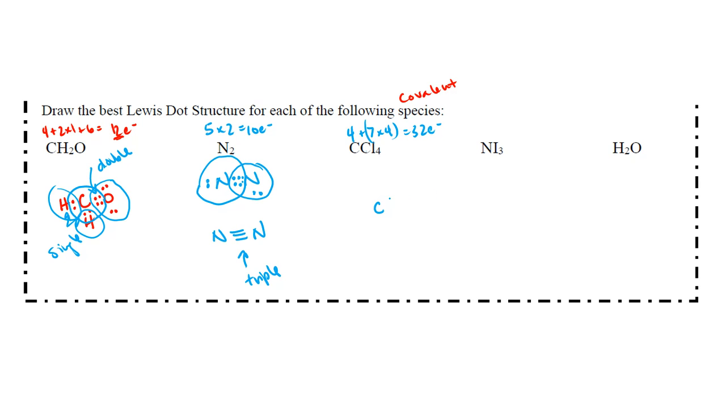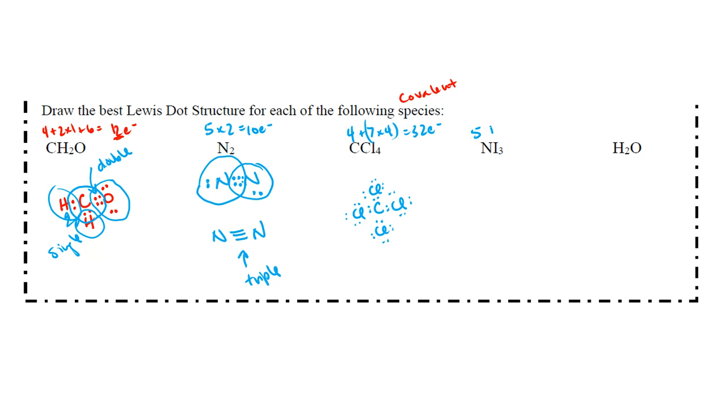That's a lot of electrons. So there's our carbon. We're going to put our chlorines around the carbon, and we're going to go 2, 4, 6, 8, 10, 12, 14, 16, 18, 20, 22, 24, 26, 28, 30, 32. Perfect. Everybody's got 8. Let's look at this guy, nitrogen triiodide.